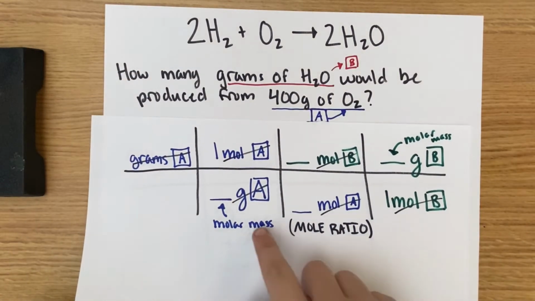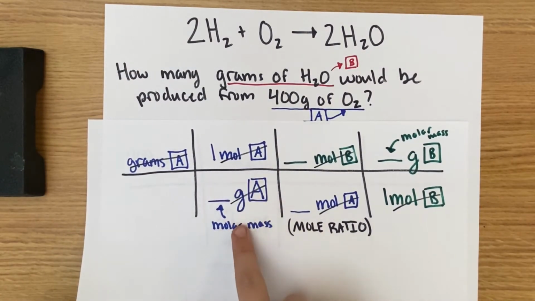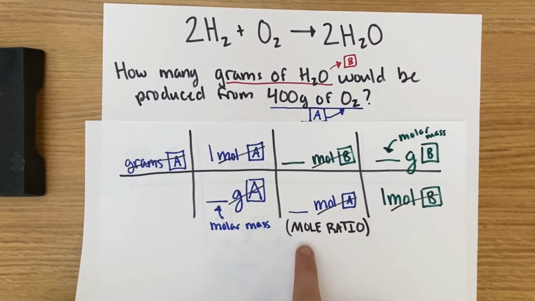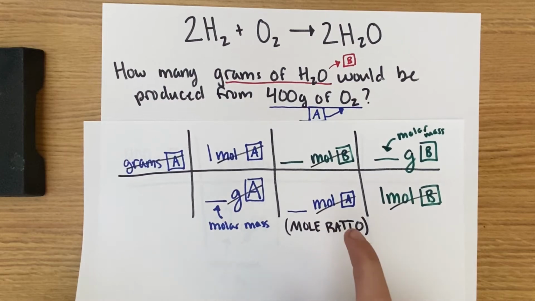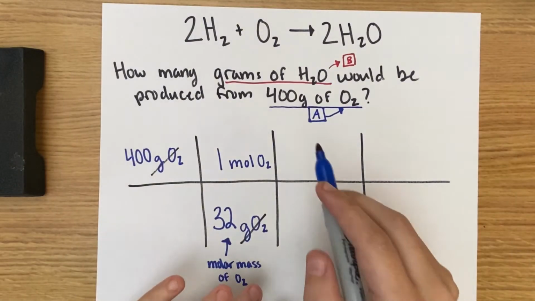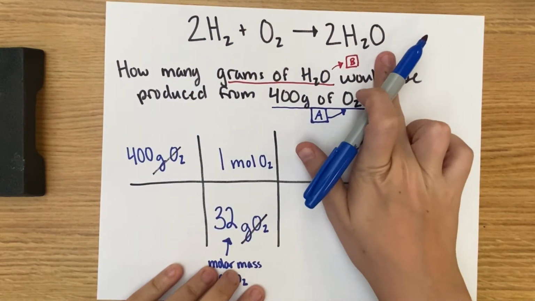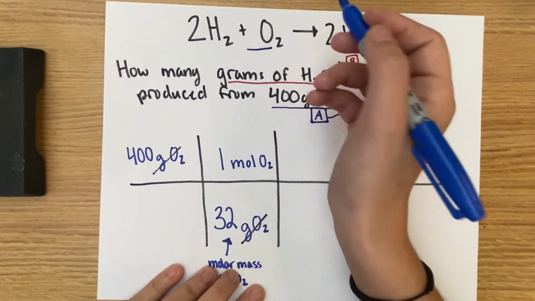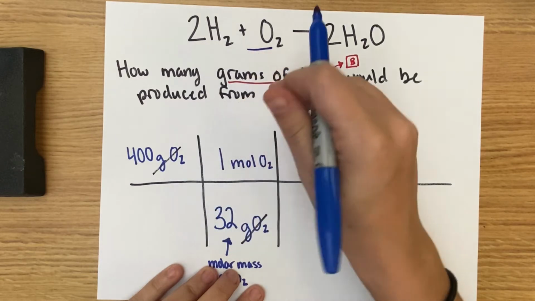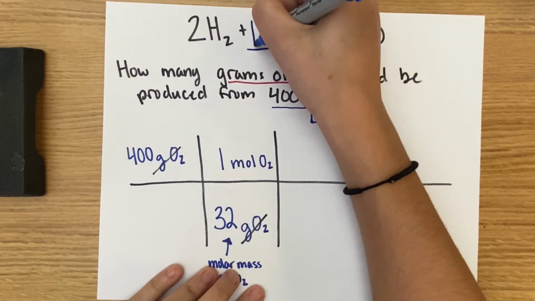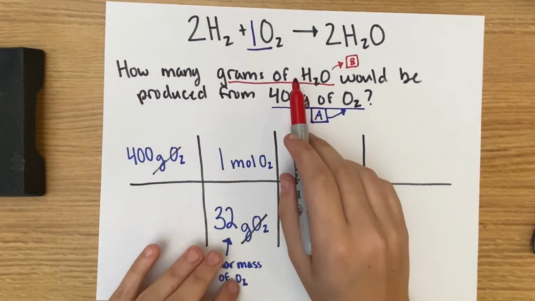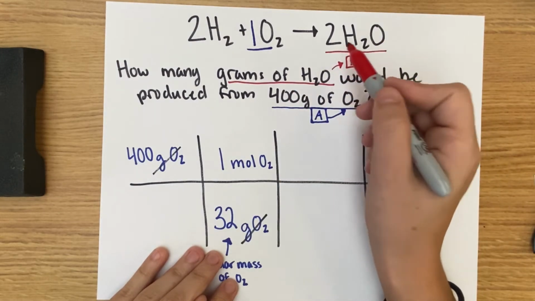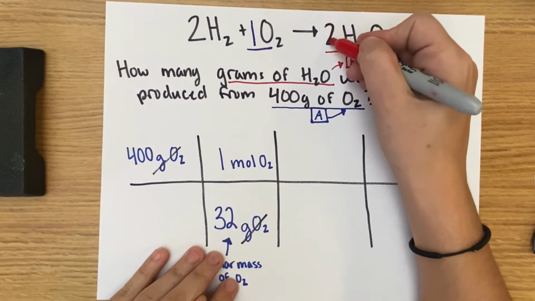According to this, after our molar mass of A, we have to convert to moles of B, and we're going to do that using our mole ratio. We can get our mole ratio from the balanced chemical equation. Since A is oxygen, I'm going to look at the coefficient in front of oxygen, which in this case is an invisible 1. And our B, which is what we're trying to get to, is H2O. So I'm going to look at the coefficient in front of H2O, which is a 2.